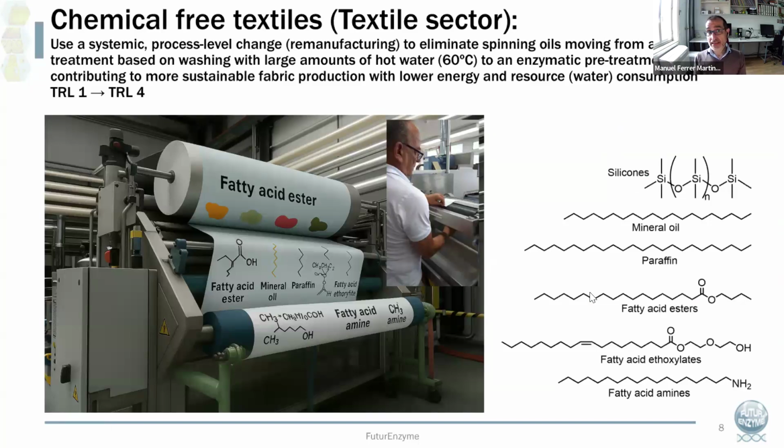The next product is a chemical-free textile. During the manufacturing of textile, normally the companies, or our industry partner, use so-called spinning oils to make the textile in different conformations. Normally, to remove this spinning oil later on, we require a large amount of hot water. The idea is to use enzymes to degrade these chemicals so they are easily removed from the textile, just to make the further processes more efficient.